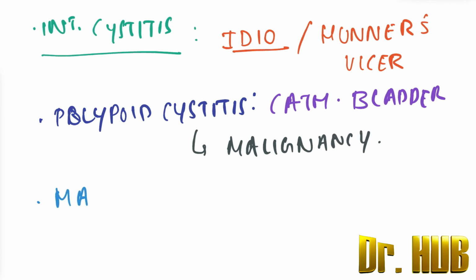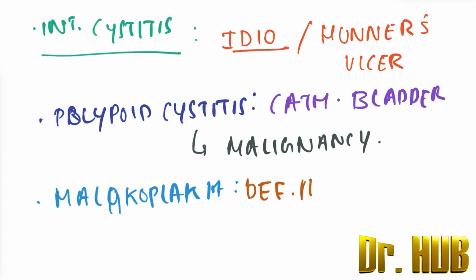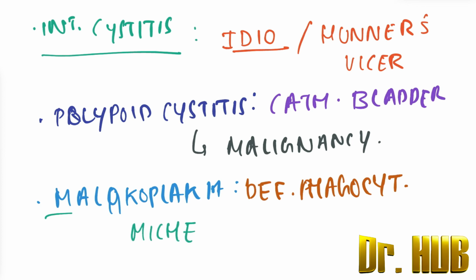Then we look at malakoplakia. It is a defective phagocytosis. And the characteristic features include the Michaelis-Gutmann bodies. So M for M, that is Michaelis-Gutmann bodies.